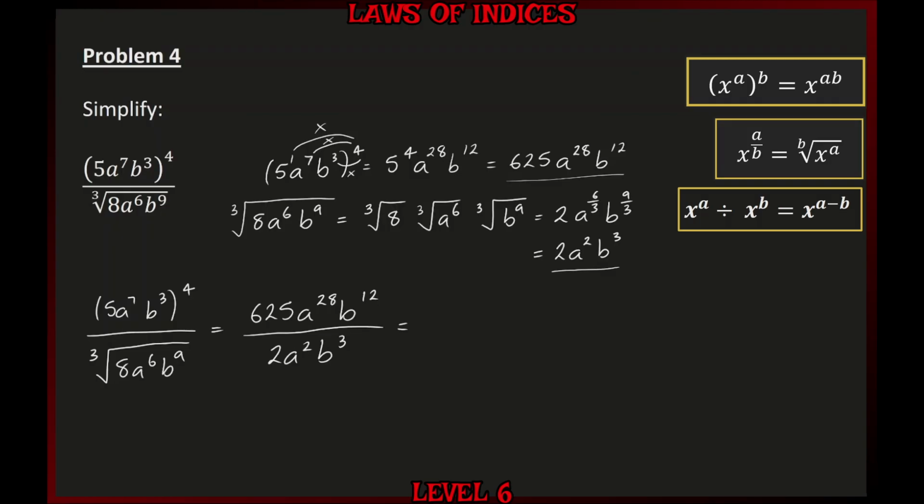So starting with 625 divided by 2, this can just be written as 625 over 2. A to the power of 28 divided by a to the power of 2 becomes a to the power of 28 minus 2. And b to the power of 12 divided by b to the power of 3 becomes b to the power of 12 minus 3. Since 28 minus 2 is 26, we have a to the power of 26, and 12 minus 3 is 9, so b to the power of 9. And our final answer is 625 over 2, a to the power of 26, b to the power of 9.